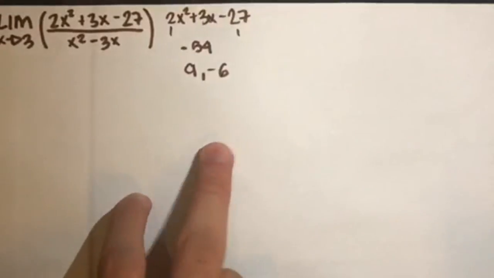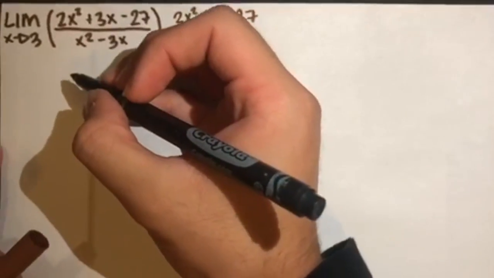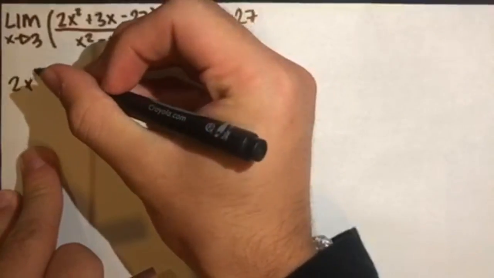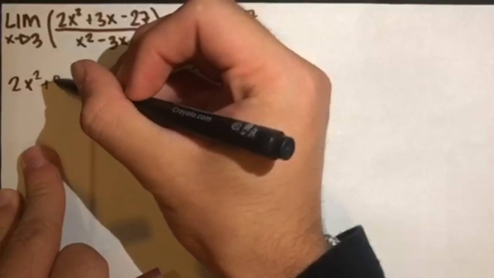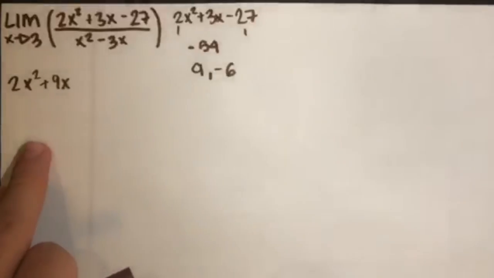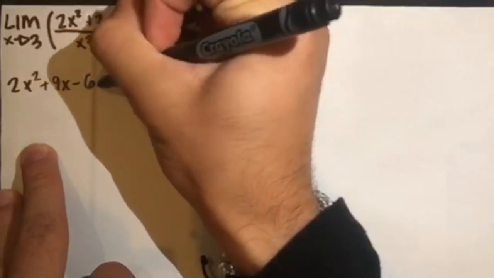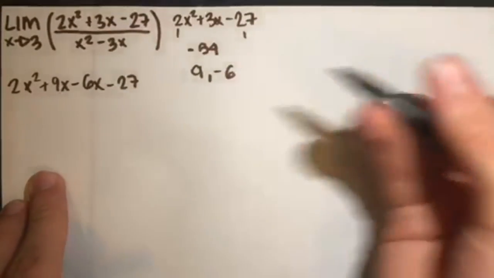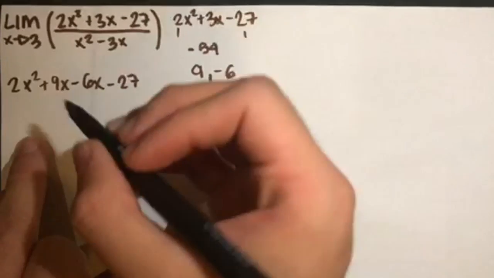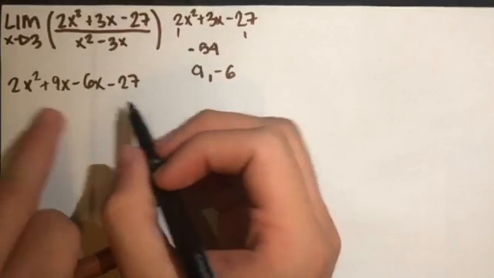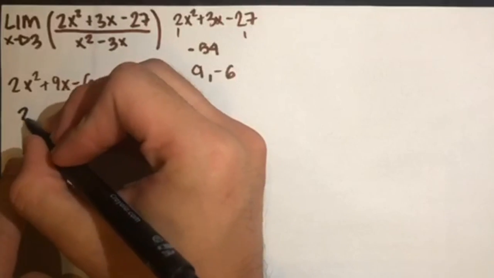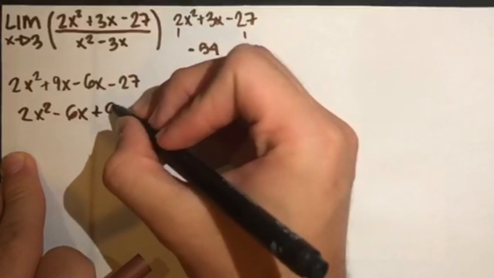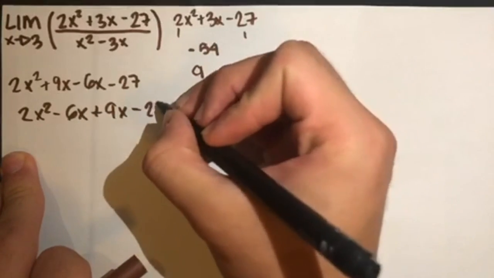What do we do with these numbers? We put them here: 2x squared plus 9x minus 6x minus 27. Next, we're going to put them in groups, which I'll explain later is easier if we put them in evens and odds. So we're going to put 2x squared minus 6x plus 9x minus 27.